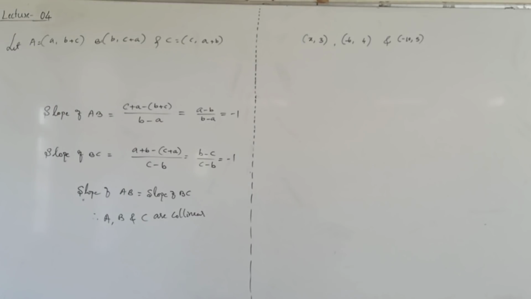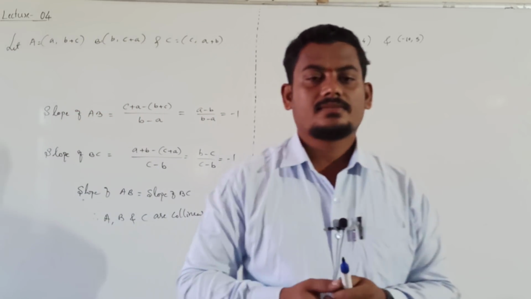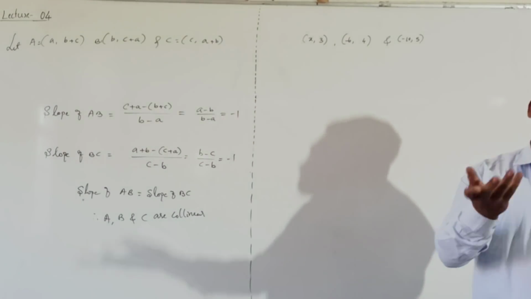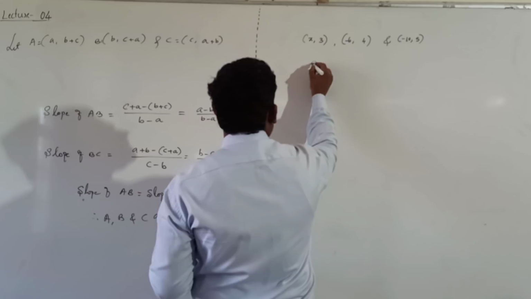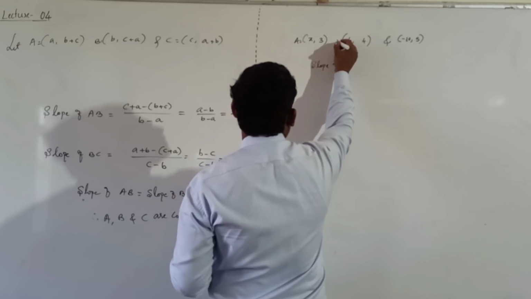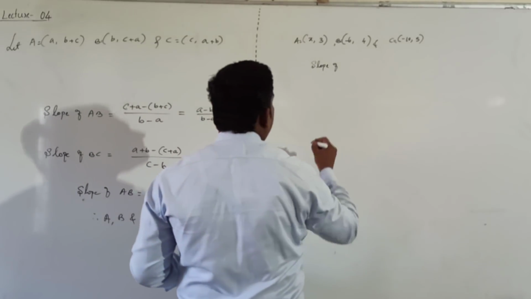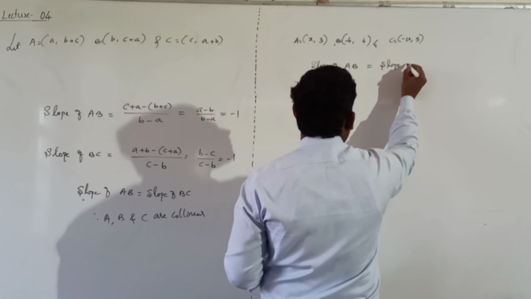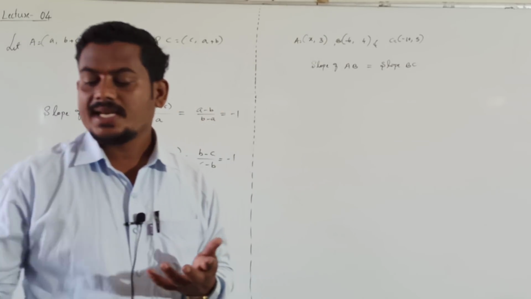They have clearly given that these 3 points are collinear. Then find the value of x. If 3 points are collinear, what do you conclude? Their slopes are equal, right? This point is A, this point is B and this point is C. Slope of AB line is equal to slope of BC line, right? Why? Because A, B, C are collinear.